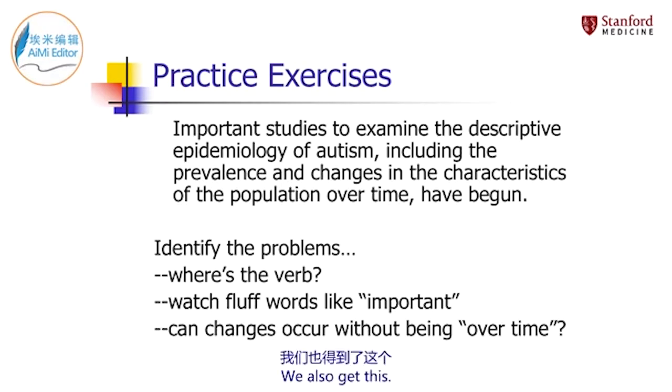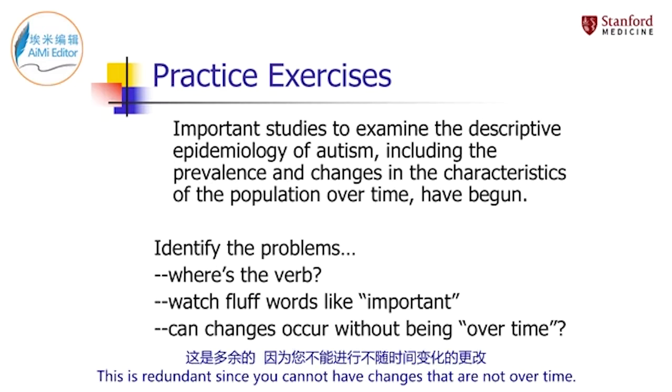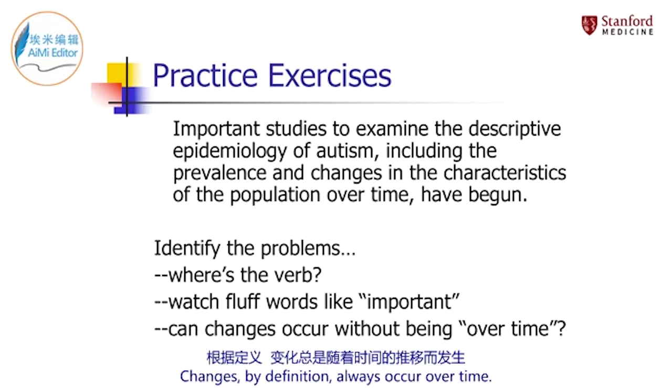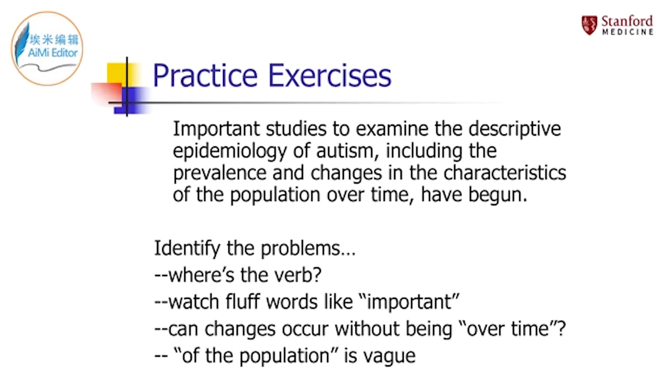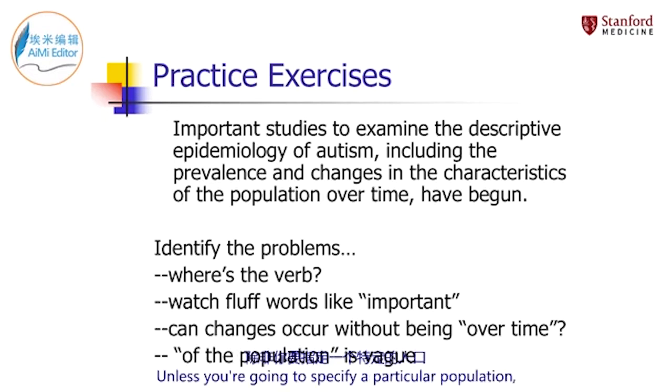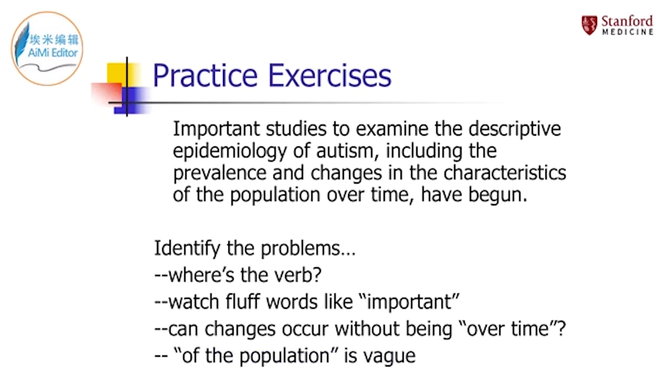We also get this changes over time. Did you notice that? This is redundant since you cannot have changes that are not over time. Changes, by definition, always occur over time. So changes over time is kind of like successful solutions, like we saw last week. Finally, the of the population at the end, that's vague. Unless you're going to specify a particular population, then of the population is just too vague. It doesn't add anything, so we should cut it.